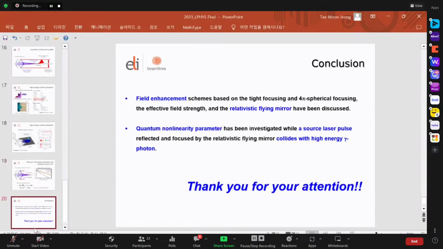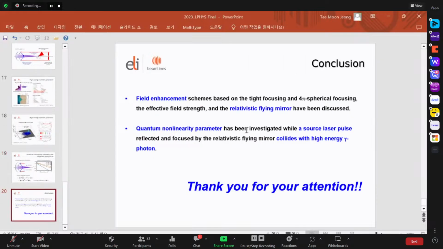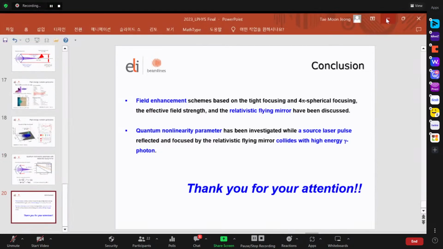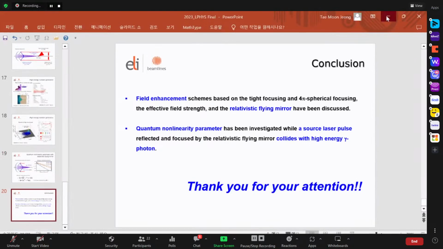So this is the end, the conclusion. I discussed the field enhancement using the relativistic flying mirror, and the relativistic flying mirror can be used to study strong field quantum electrodynamics. Okay, this is the end. Thank you very much.